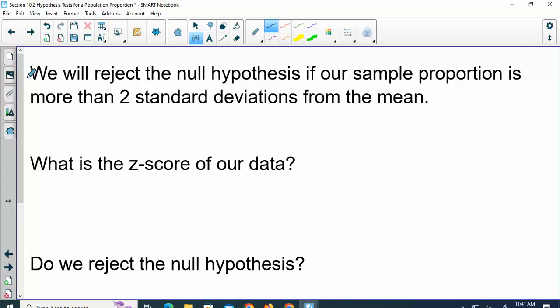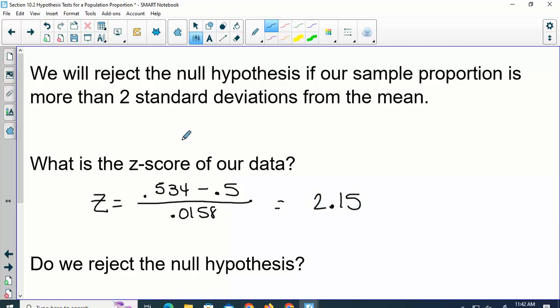So we could find our z-score to measure that, because remember, z-score is how many standard deviations you are from the mean. So our z-score is our score, so our study found it to be 0.534 minus the mean, 0.5, divided by the standard deviation, 0.0158. And we get 2.15.